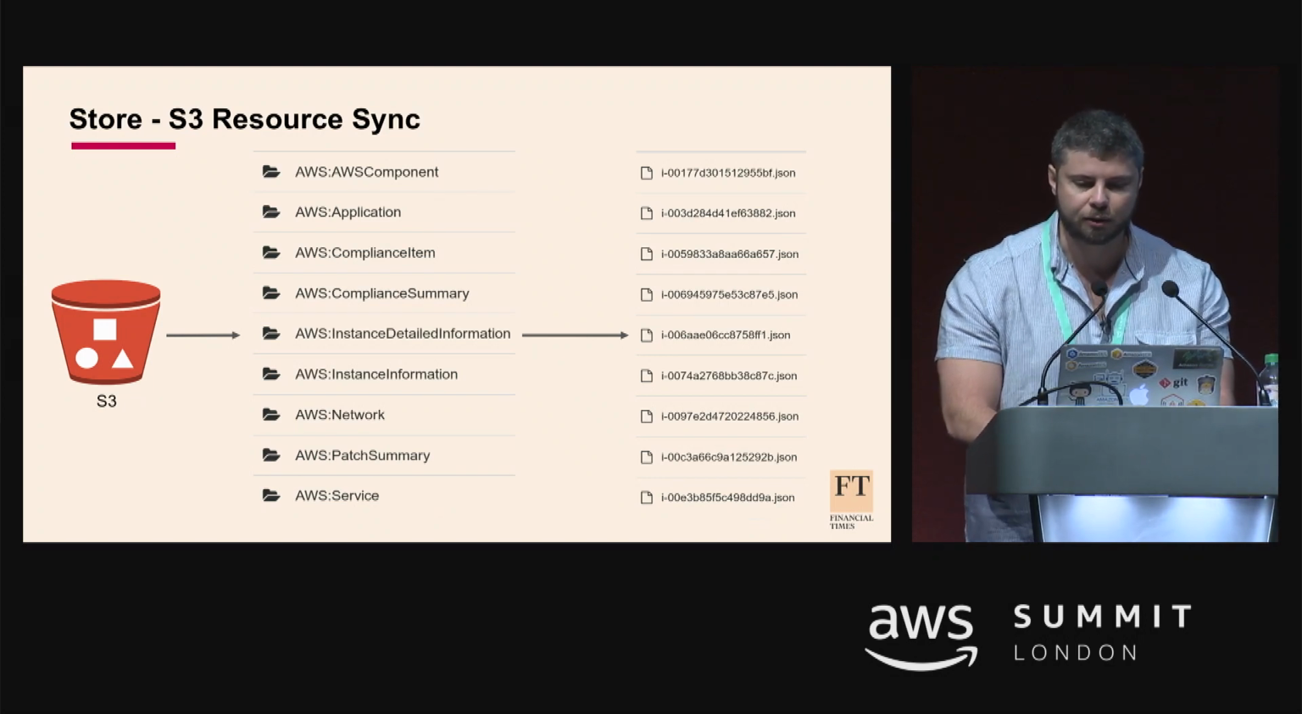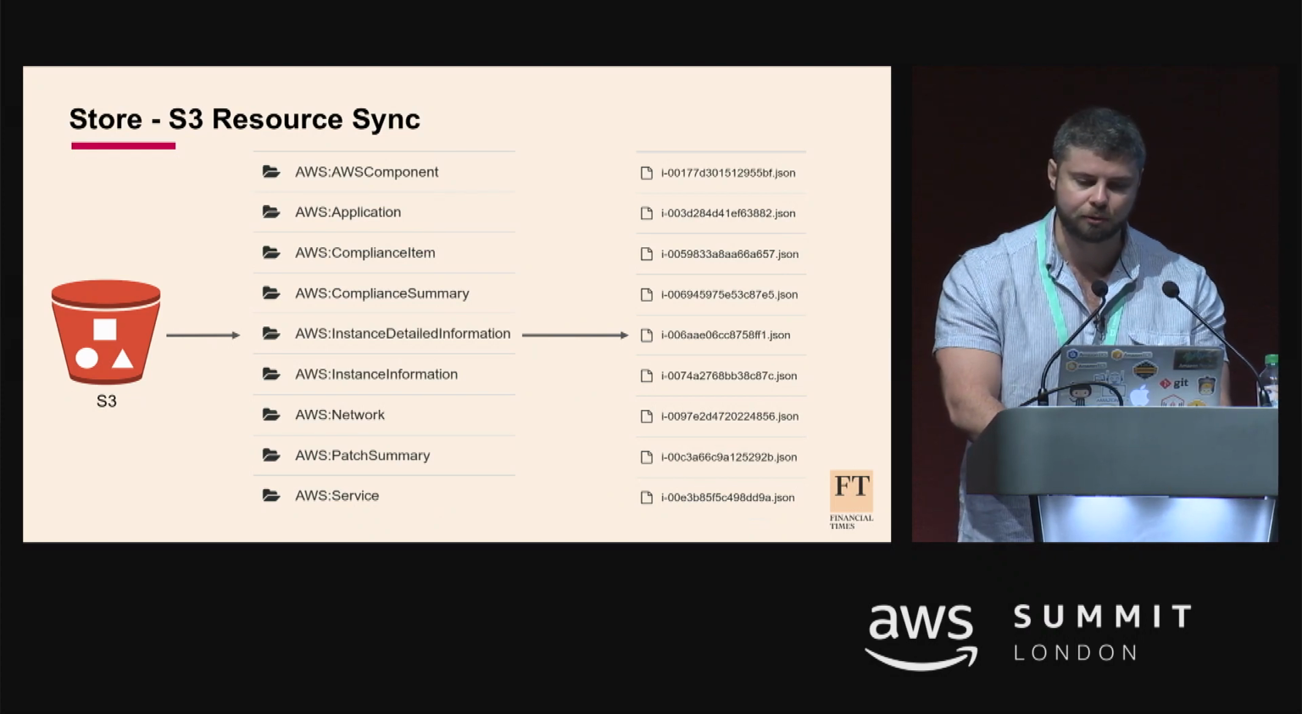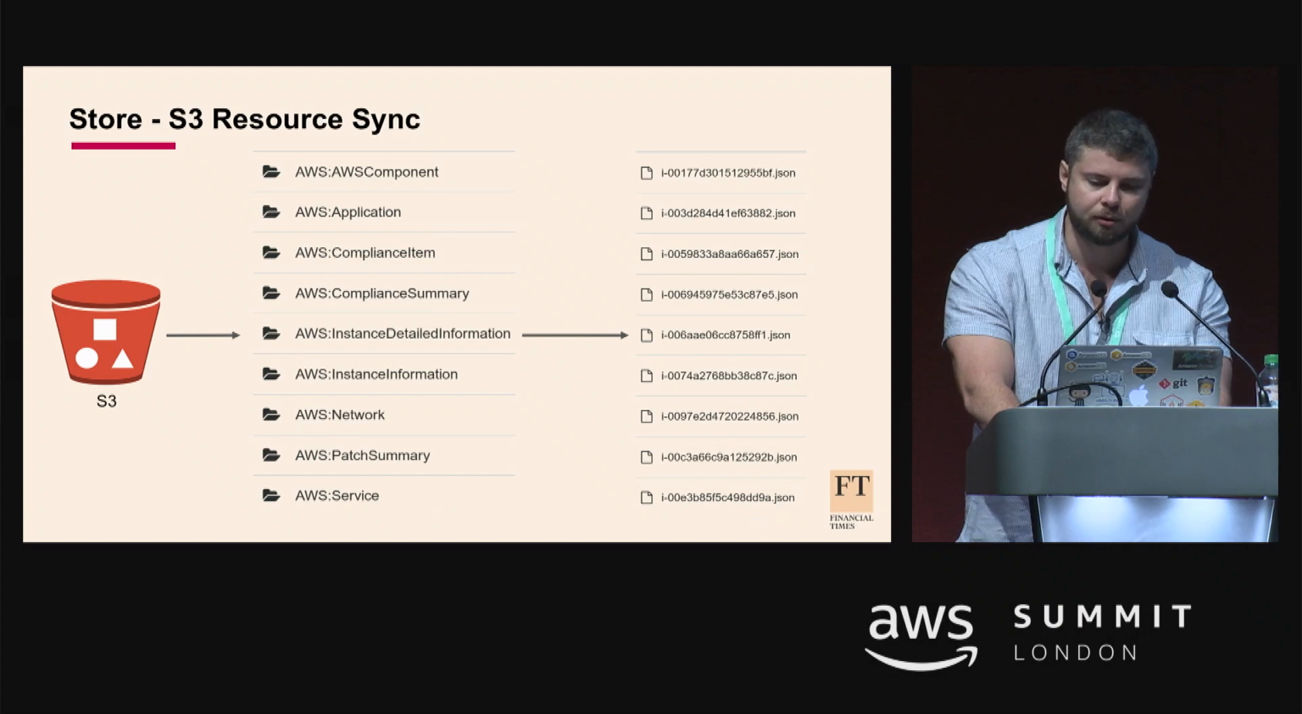In our S3 bucket, the data is stored using a directory hierarchy, expressing the source of the information. It includes the account, the region, and the instance that produced the data. Everything is stored in JSON format.